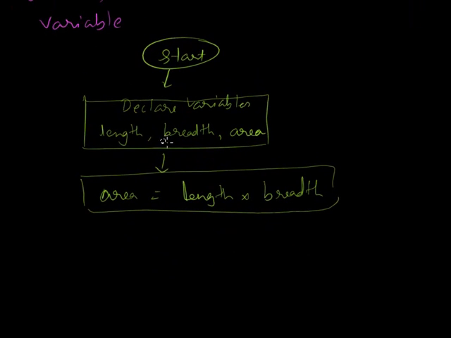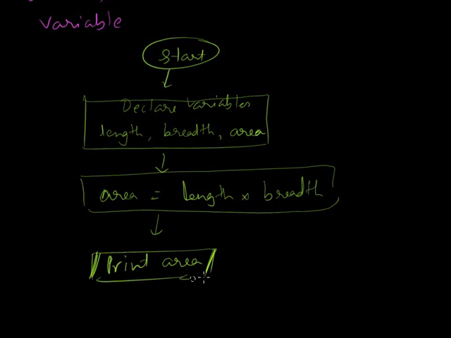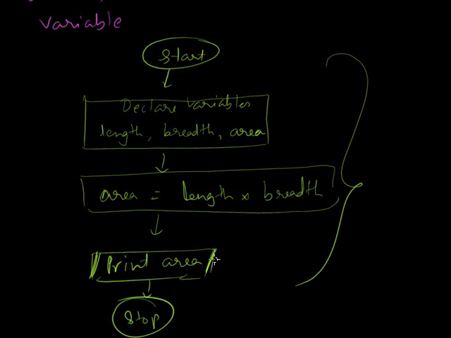But after you calculate the area, you need to display the output. You need to show the user that this is the area we have calculated. So we do nothing but print area. And it's an input-output operation, so we write it in parallelograms and then stop. So this is the approach we are going to follow to write our program.